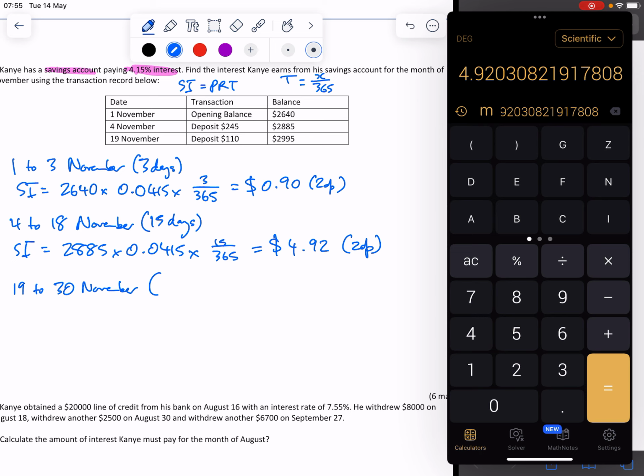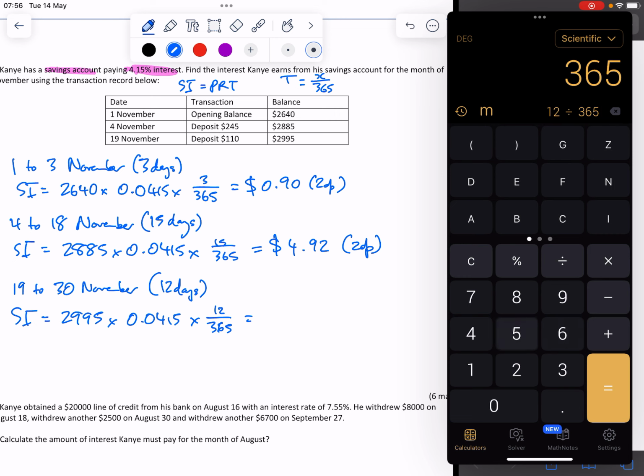SI is equal to the balance, which is 2995, times 0.0415, times 12 out of 365. 12 divided by 365 is a number, times 0.0415 is a number, times 2995. We get $4.09 to 2 decimal points.